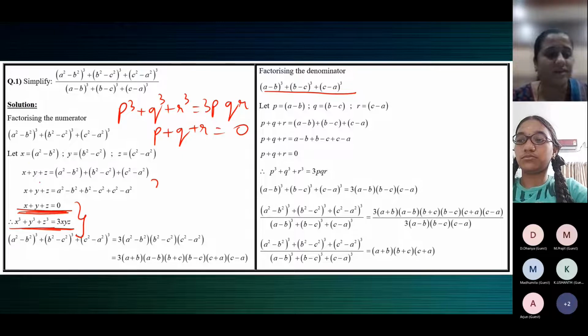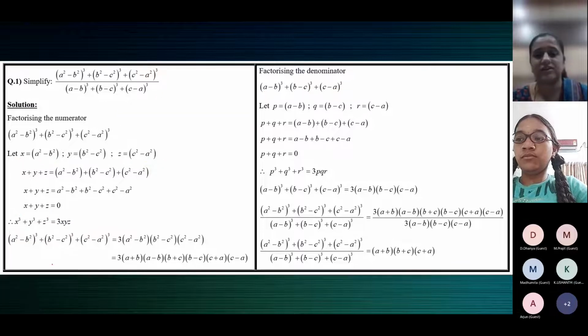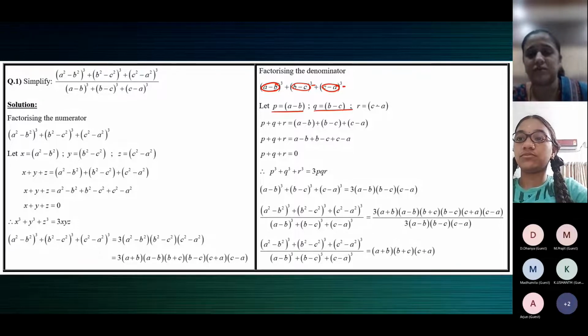Because here we already used x, y, and z. Let x be this, y be this, z be this. So we don't want to use x, y, z again. So this is p cubed, this is q cubed, this is r cubed. So then p is a minus b, q is b minus c, and r is c minus a. Find p plus q plus r.